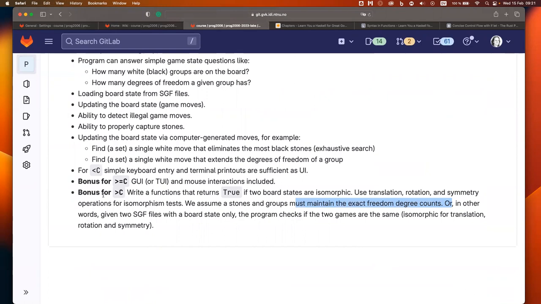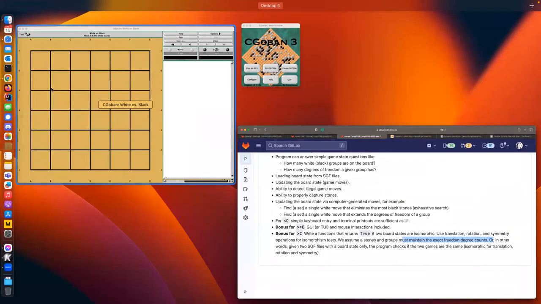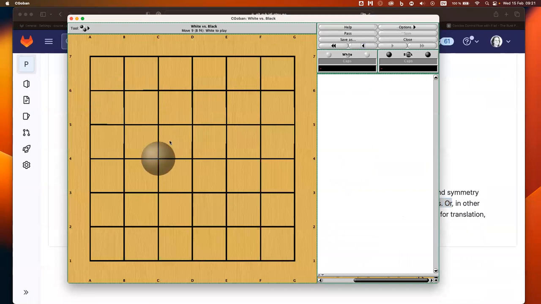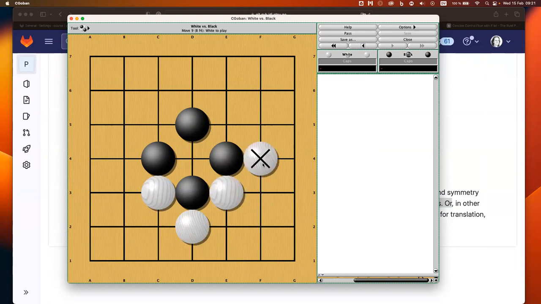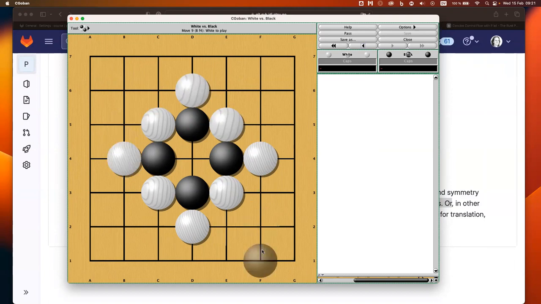So this is the situation which I talked about with the symmetries. Let me draw a board. Imagine a situation like this. Now if I move this situation one up, left, right, or down, it will be different because the white stones will have a different degree of freedom, right?